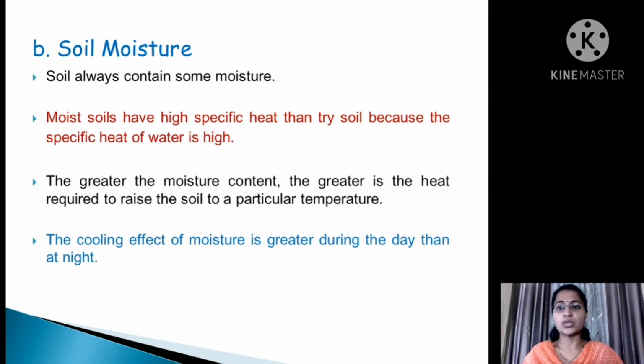Now, after seeing the nature of soil, we focus on the second factor which affects the soil temperature, that is soil moisture. We know soil always contains some moisture, and moist soil has higher specific heat than dry soil because the specific heat of water is high. The greater the moisture content, the greater is the heat required to raise the soil to a particular temperature. The cooling effect of moisture is greater during the day than at night.